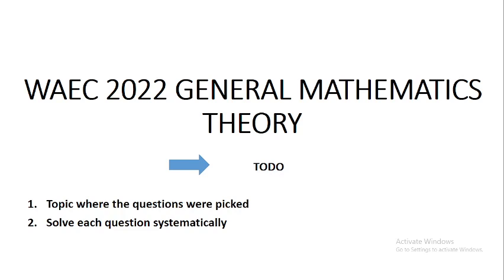This is the second part of the WAEC 2020 General Mathematics question. In the previous video, we solved all the 50 objective questions systematically, and we were able to pick all the correct options. If you have not watched that video, you can watch it. It's in the same playlist as this video.